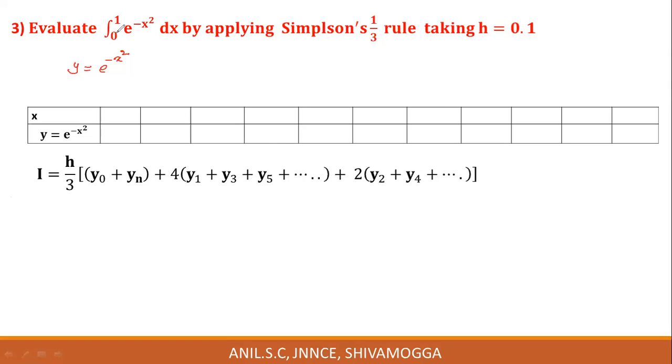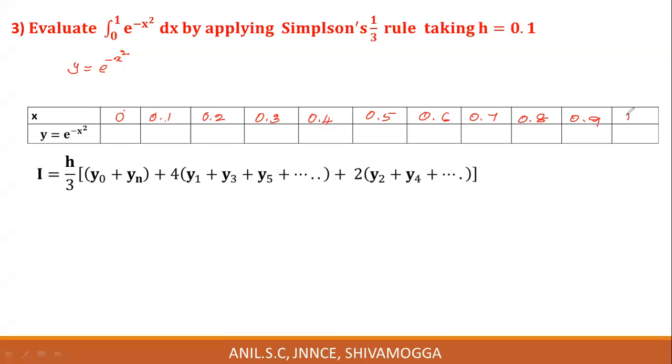Now start with the lower limit, that is 0. This is the first value which is attained by x. Go on adding h each time. 0 plus 0.1 is 0.1. 0.1 plus again 0.1 is 0.2. 0.2 plus 0.1 is 0.3. 0.3 plus 0.1 is 0.4, 0.5, 0.6, 0.7, 0.8, 0.9. 0.9 plus 0.1 is 1. That is upper limit. As you reach upper limit, stop the process.